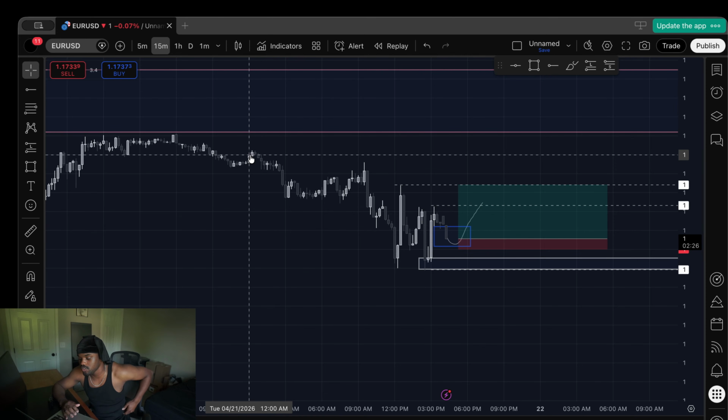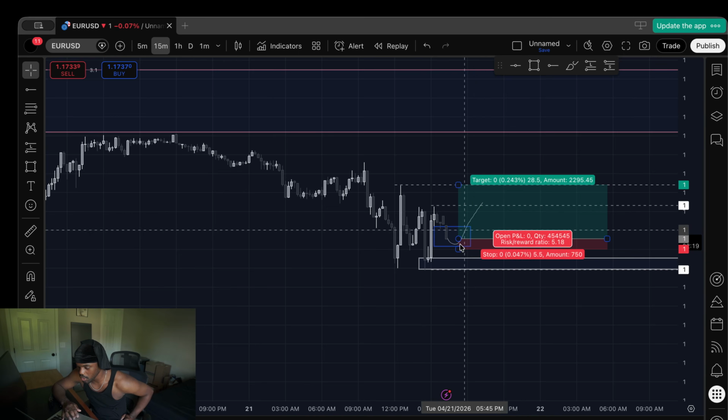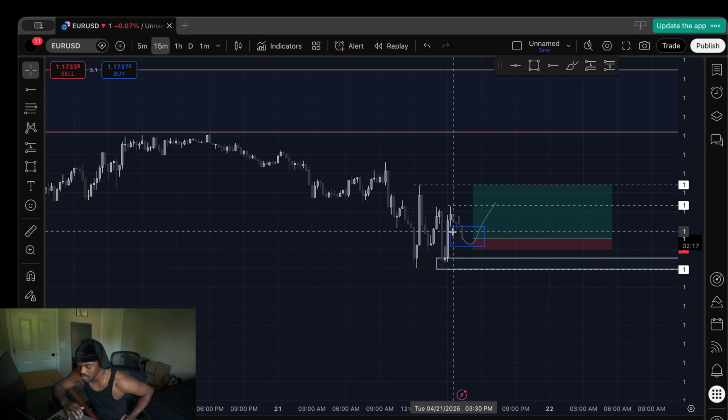But yeah, I got some face care routine stuff I gotta go do. This is what I'm plotting with. This is what I assume price is gonna do. Like I said, if we don't push through this, we definitely will be breaking past this order block.